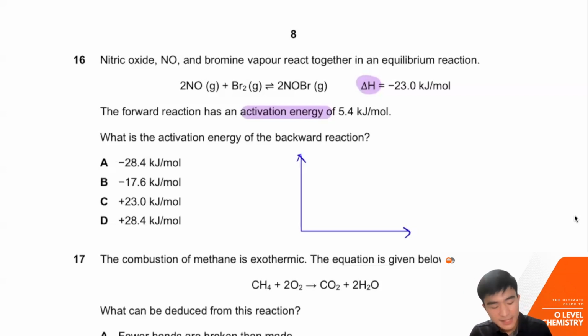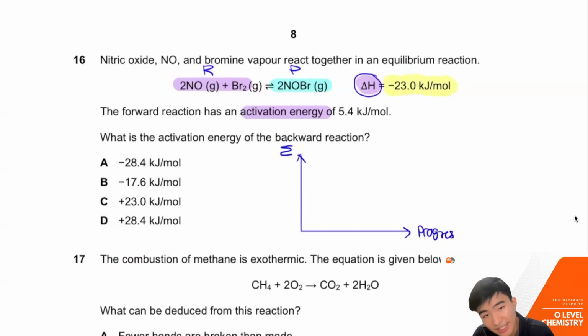For simplicity's sake, I will name everything on the left-hand side as R, the reactants. Then I will name everything on the right-hand side as P, the products, so that when I draw the energy profile diagram, I don't need to write so many things. First, I need to identify that since it is a negative delta H, it is going to be an exothermic reaction. So the total energy level, this is energy, this is progress of reaction, the energy level is going to drop.